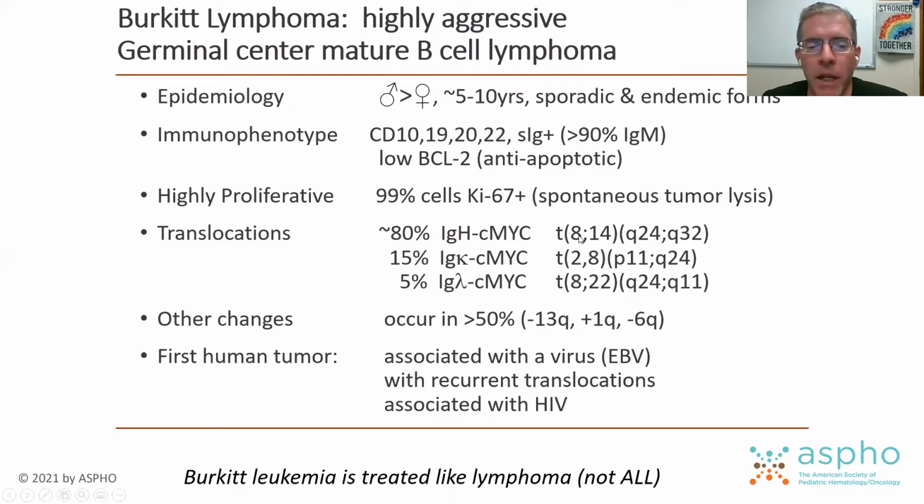So MYC is on chromosome 8, and then it's associated with the heavy chain on chromosome 14, or the kappa or lambda light chains on chromosome 2 or 22, respectively. But MYC is sort of the defining translocation. Others can occur. Burkitt is the first human tumor to be associated with a virus, to be associated with recurrent translocations, and to be associated with HIV. Burkitt leukemia, so greater than 25% marrow involvement, is treated like Burkitt lymphoma, not like acute lymphoblastic leukemia.